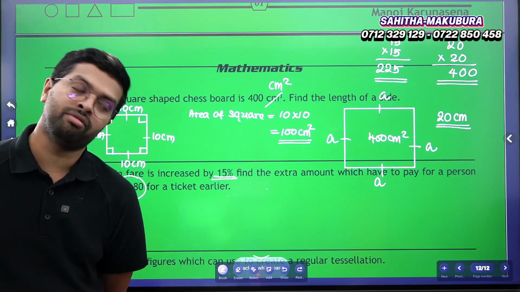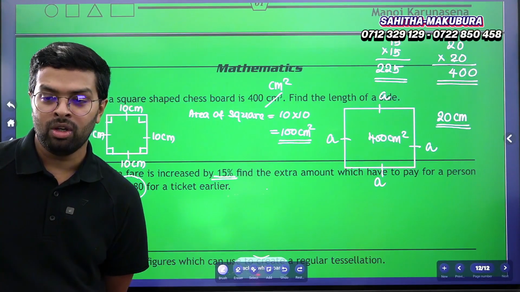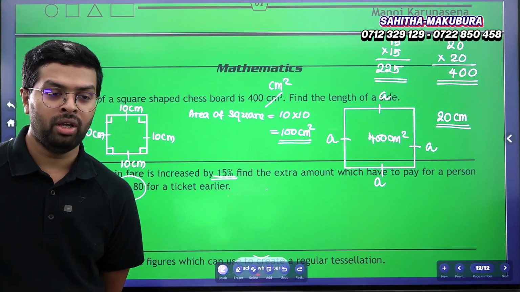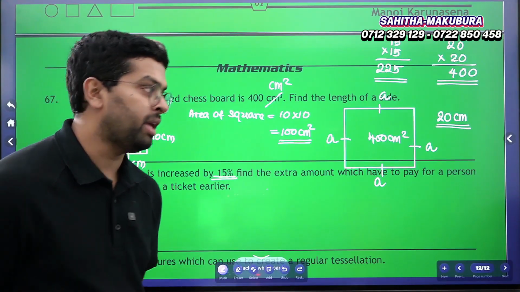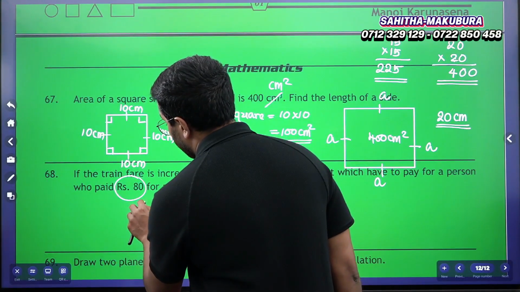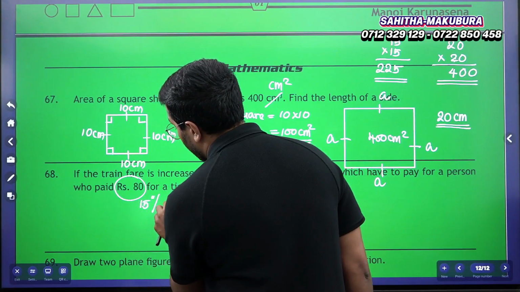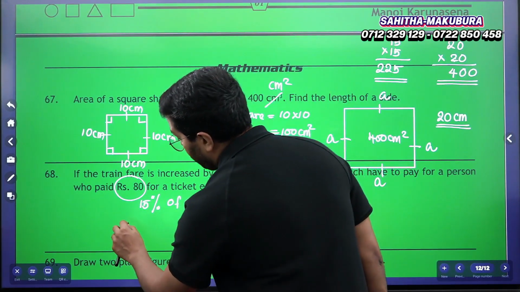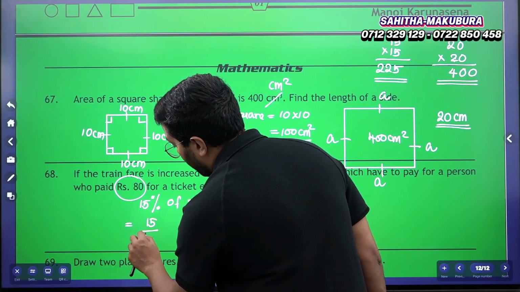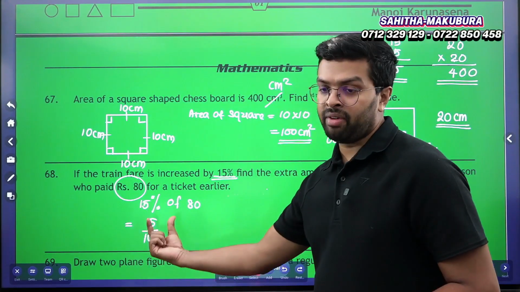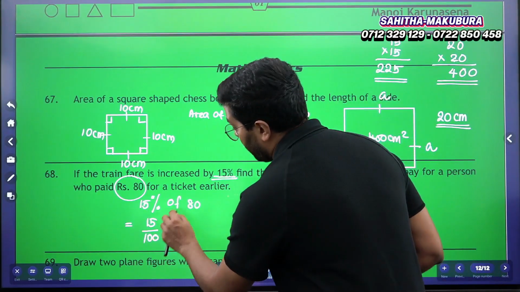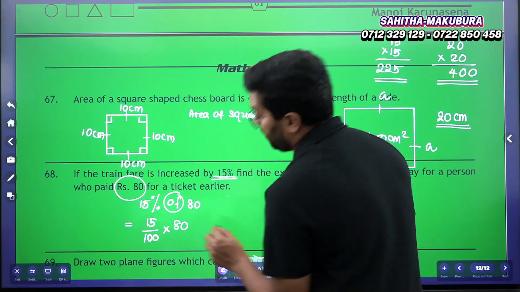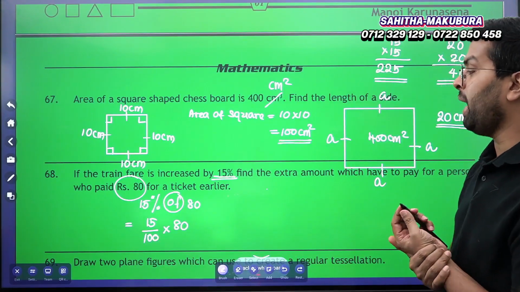We basically have to find out the extra amount he is paying now, no? So what we have to do here is find 15% out of 80 rupees. Shall we give a try? Let's find 15% of 80 rupees. That means 15 over 100. I have written 15% as a fraction. Instead of the word of, we can put multiplication and then 80. So 15 over 100 into 80.